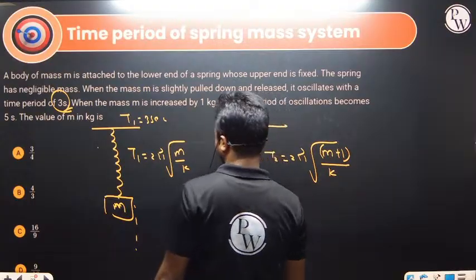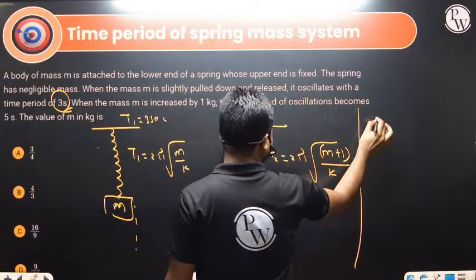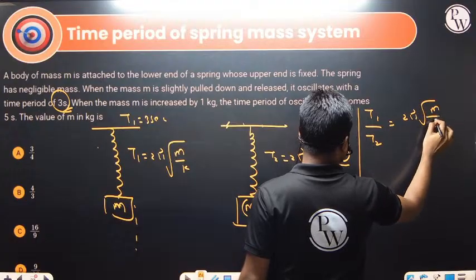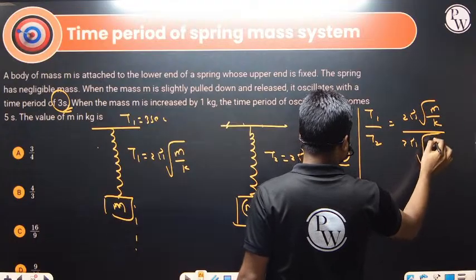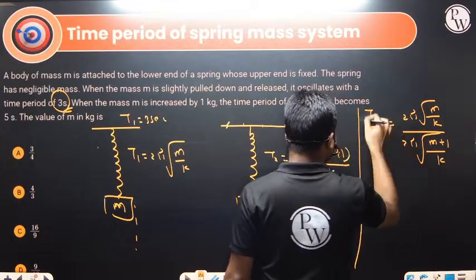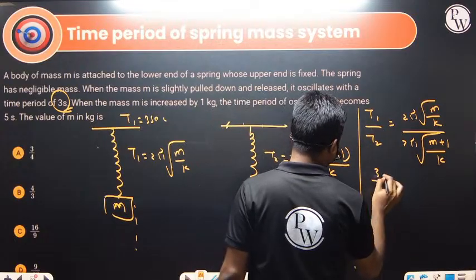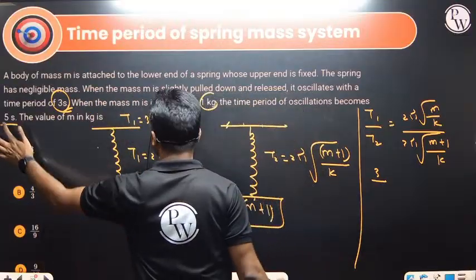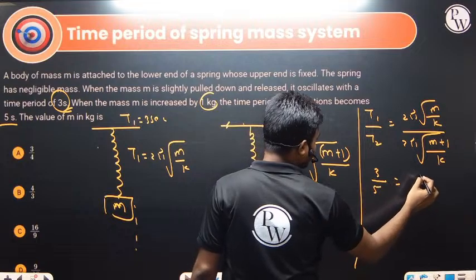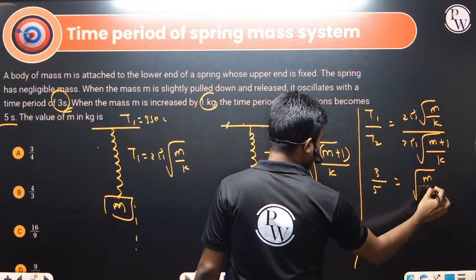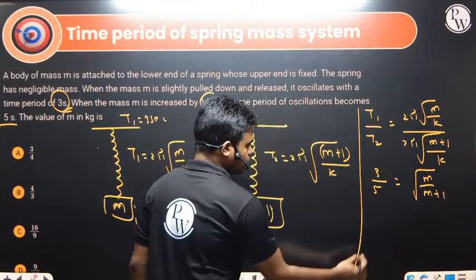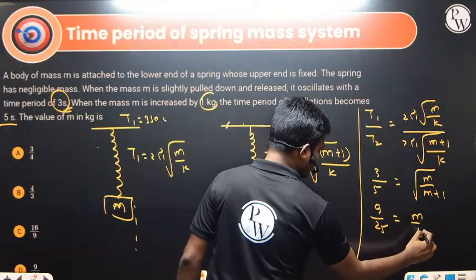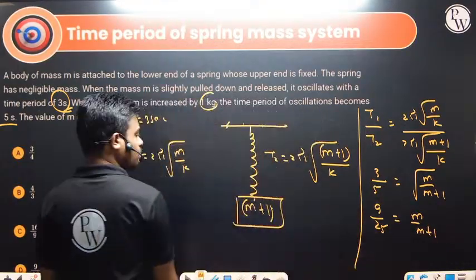You just divide the ratios and you will get the answer. T1 by T2 is equal to 2 pi under root m by k, divided by 2 pi under root (m plus 1) by k. T1 is 3 seconds, and when increased by 1 kg the time period is 5 seconds. So 3 by 5 is equal to root of m divided by (m plus 1). Squaring, 9 by 25 is equal to m divided by (m plus 1).